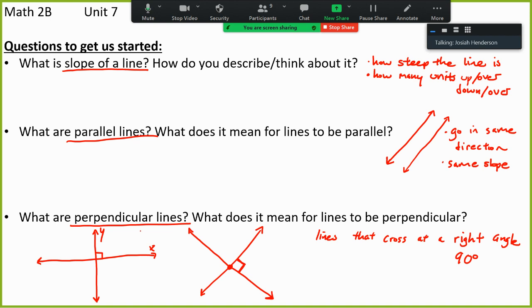So we're going to live in a world for today and tomorrow and probably longer too, soaking up these ideas of slope, parallel lines, and perpendicular lines. Okay, I'm going to move on. I'll wait for 10 seconds on this screen if people are writing. Any questions, concerns about slope, parallel, or perpendicular lines?